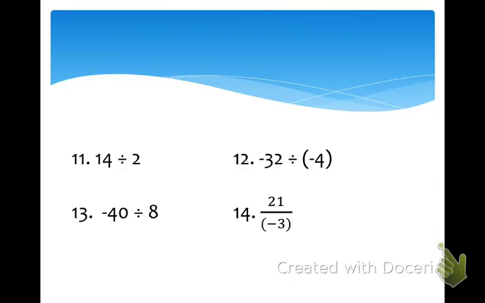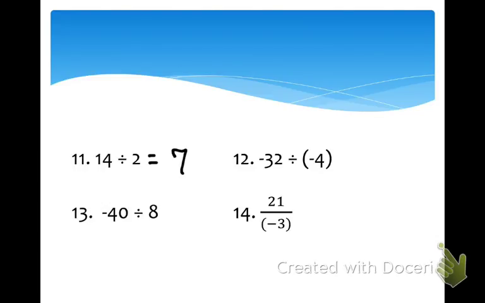So let's just look at number 11. It is 14 divided by 2. I see that 14 is positive, and I see that 2 is positive. So they are the same sign, so my answer is going to be positive. And I know that 14 divided by 2, so if I take 14 items and I separate them into 2 groups, I'm going to have 7 items in each group. There we go.